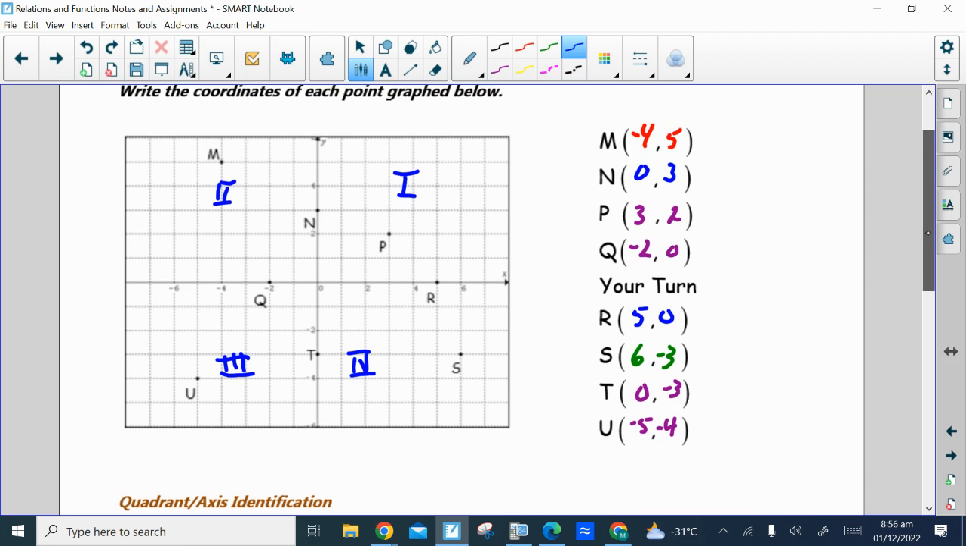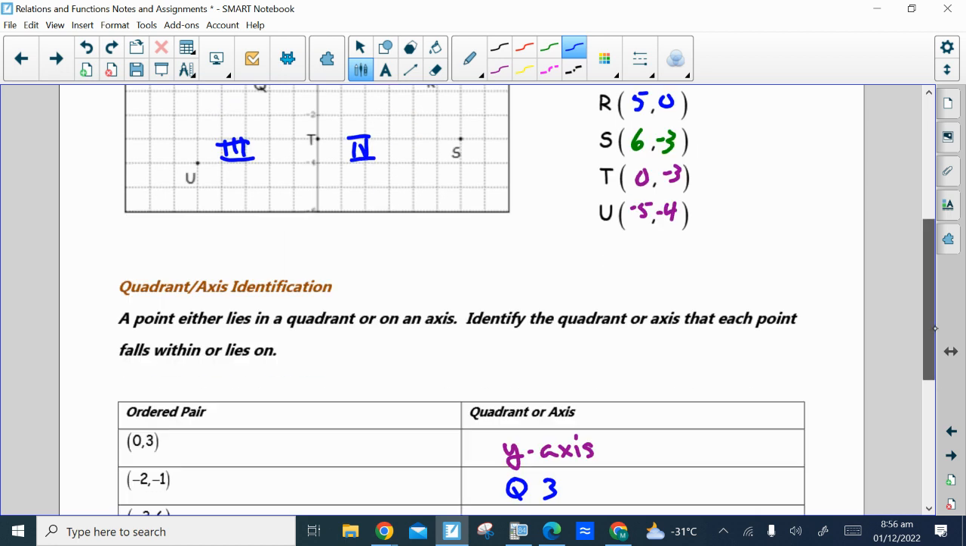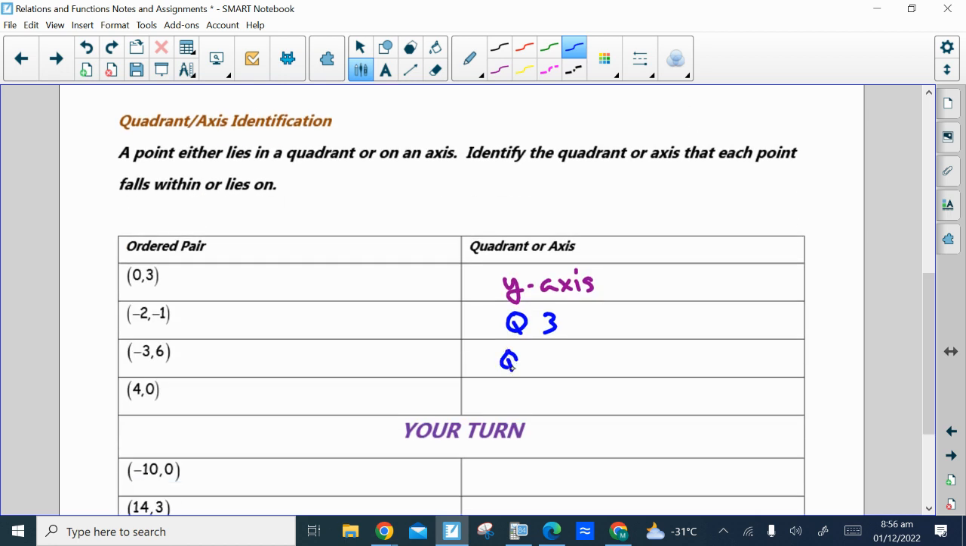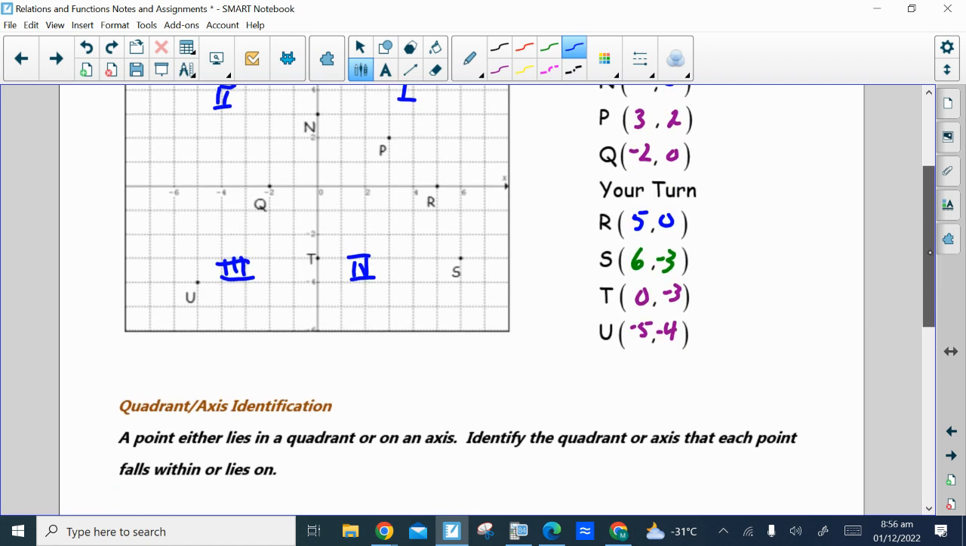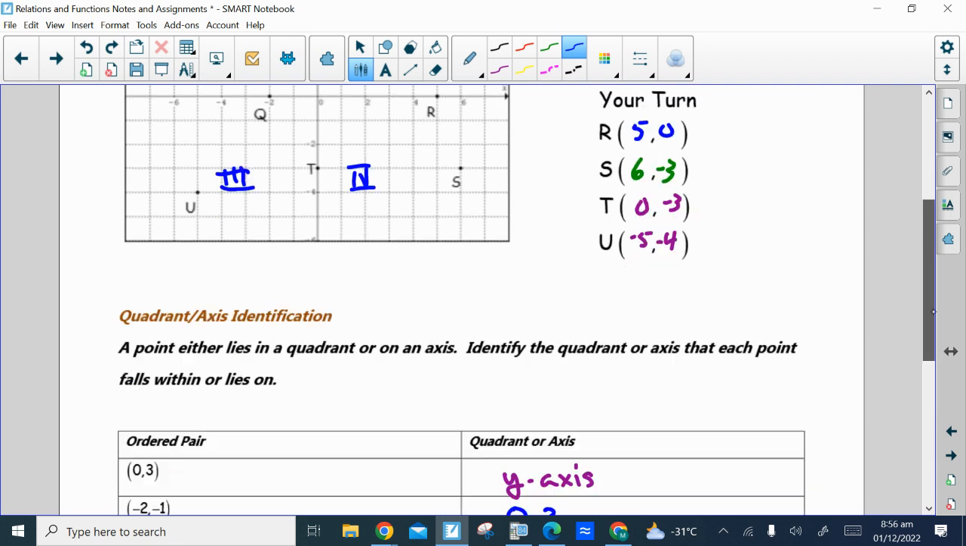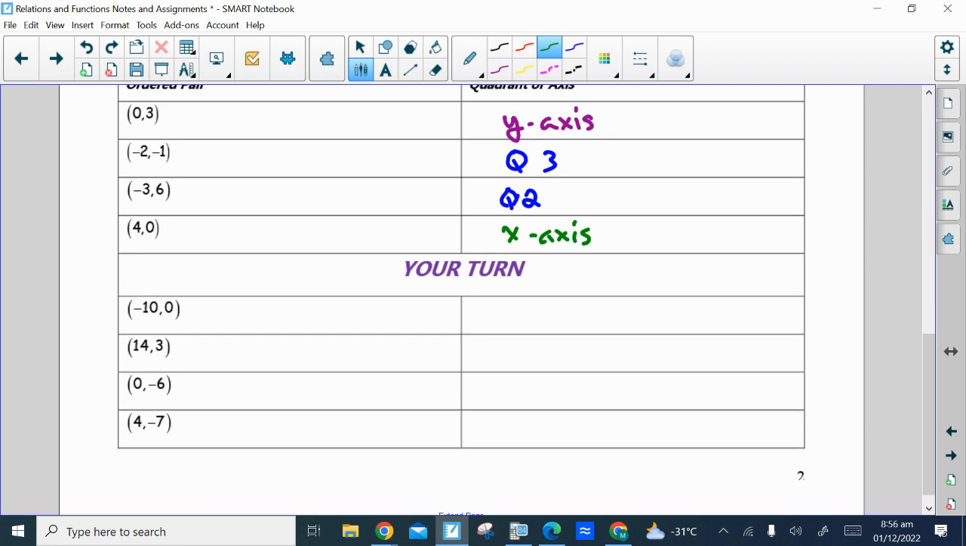-3, +6, that means you go 3 to the left and up 6. That'll put you in quadrant 2. And 4, 0 means you go 4 to the right. You don't go up or down, which would put us on the x-axis. Right, so do those next 4 on your own, please.